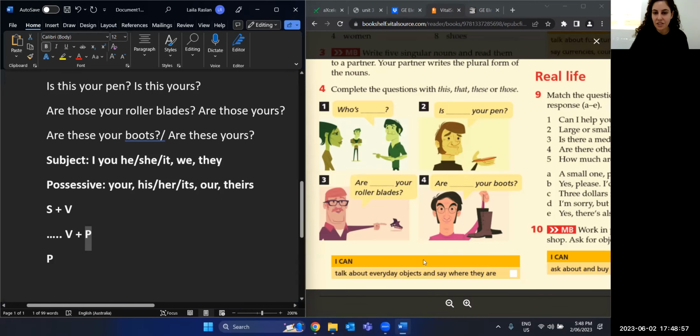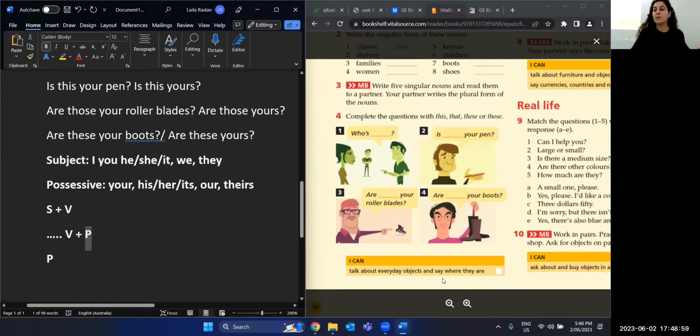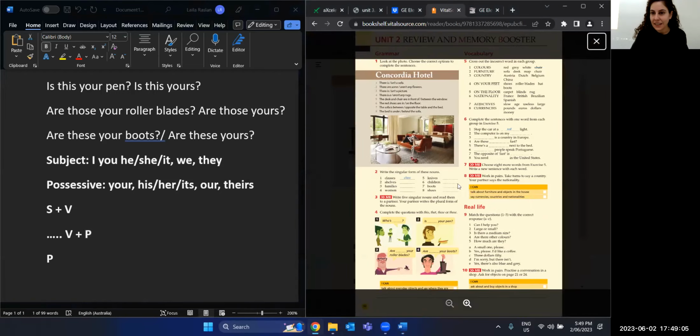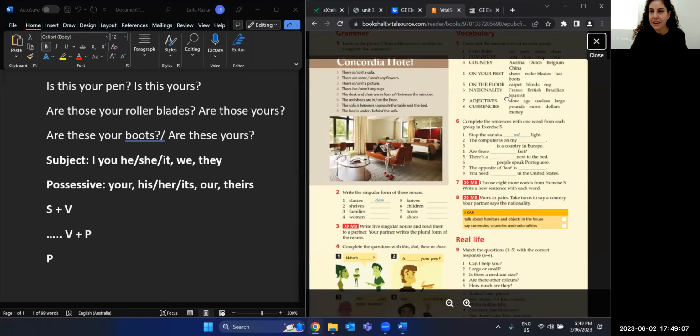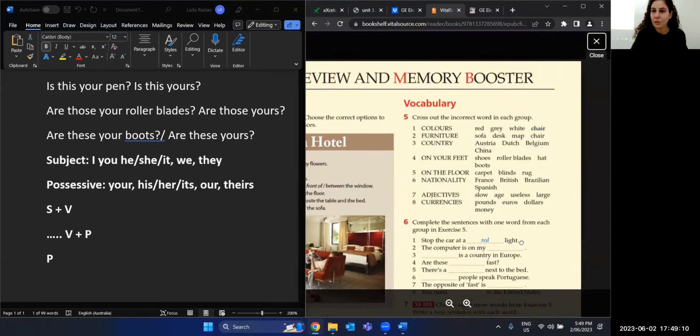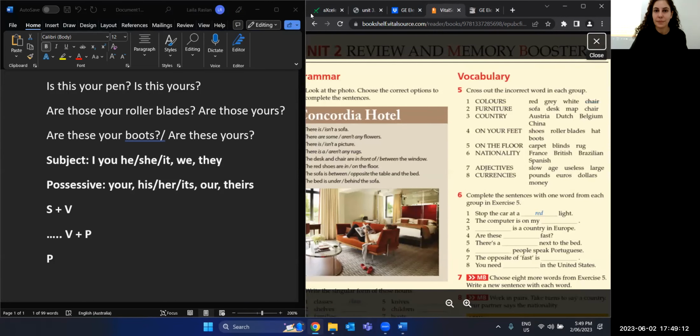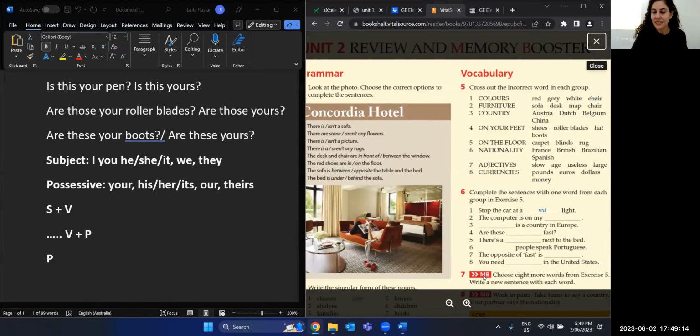Okay, so now we can talk about everyday objects and say where they are. Tick. Let's do the next part, vocab. So if you remember, we looked at some vocab, colors, red, gray, white. Chair is a noun.